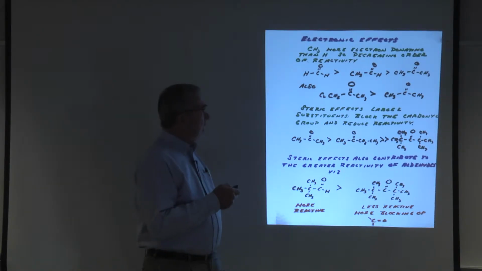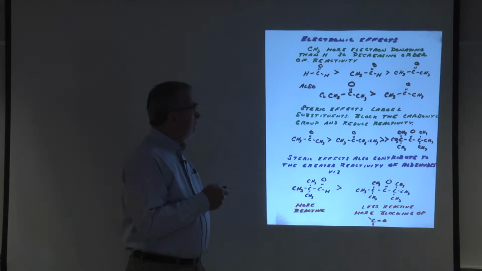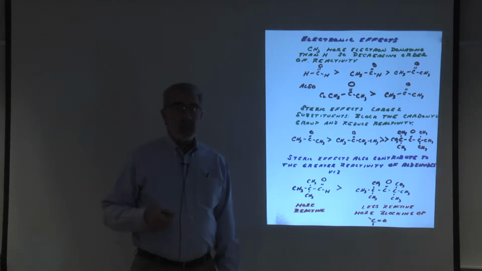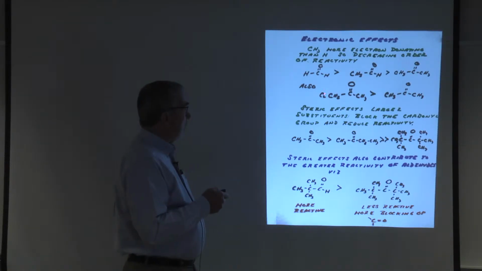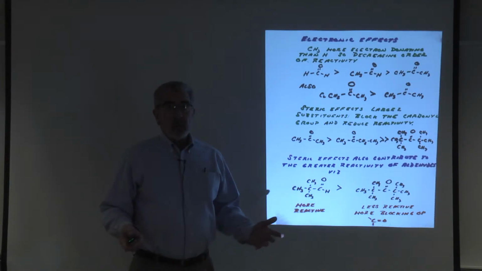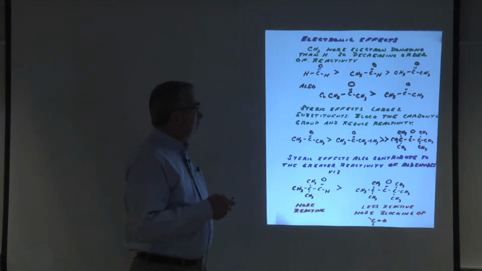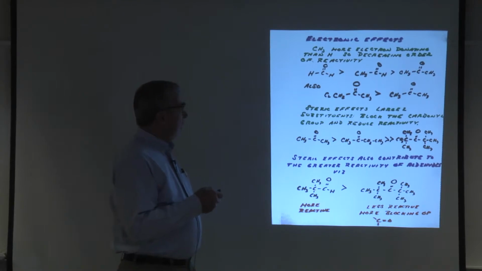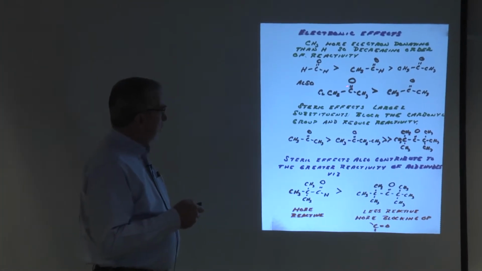Now, the other thing we can do to make these carbonyl compounds more reactive is to put electron withdrawing groups on the alpha carbons. The alpha carbons are the ones directly attached to the carbonyl carbon. If we have a chlorine here, for example, it's going to tap off even more electron density from the carbonyl carbon. It's going to become more electrophilic, and it will be more reactive. Those are some of the electronic effects that we have.